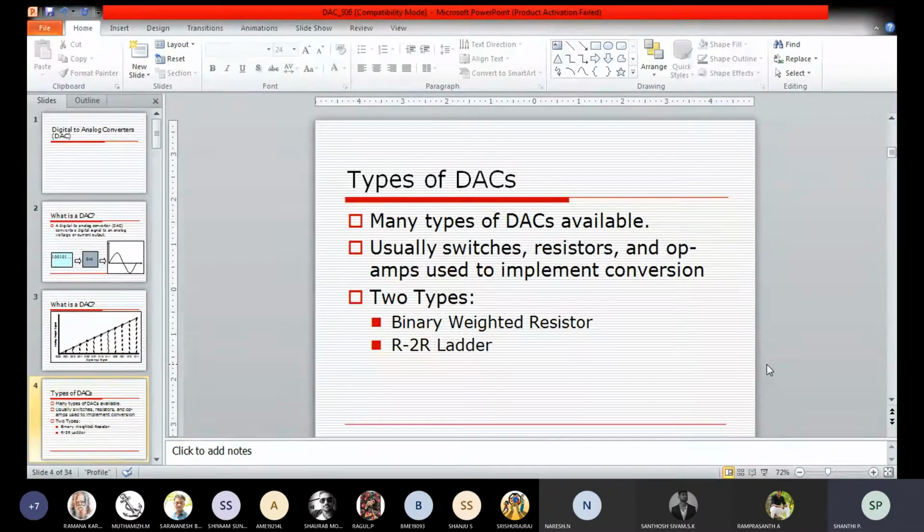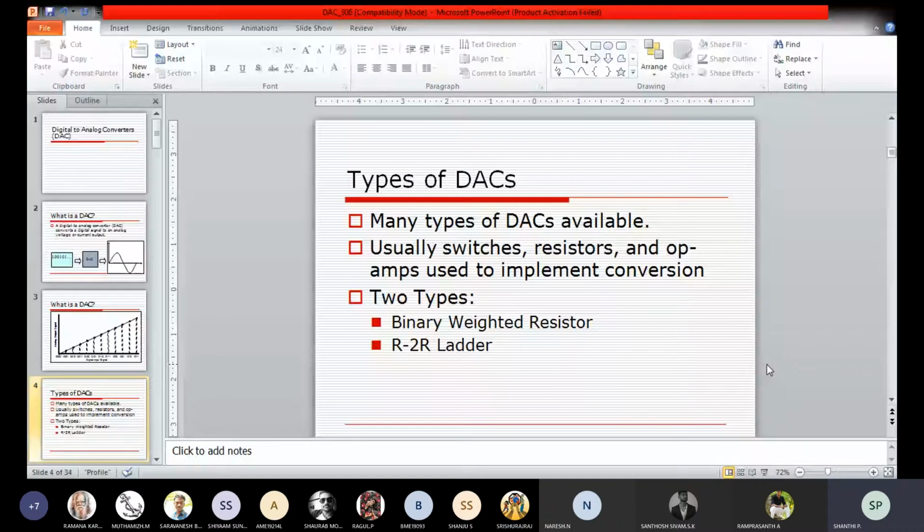Okay, types of digital to analog converters. Two types of digital to analog converter are available: binary weighted resistor or R2R ladder network, with switches, resistors and an operational amplifier. Depends upon what type of switches we have used, and the connection of switches and resistors. We have to give binary weightage to the particular network, depends upon the binary weighted resistors and R2R ladder network.